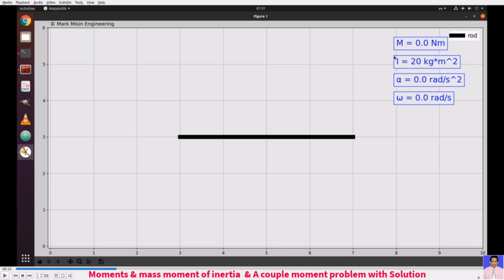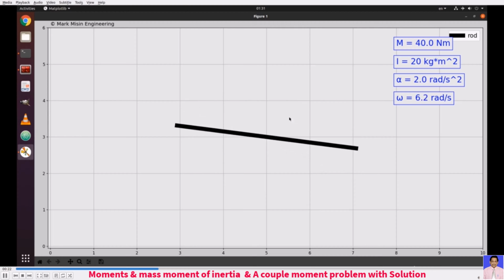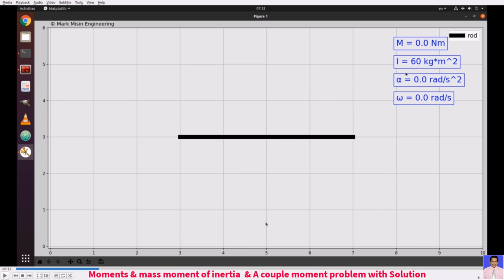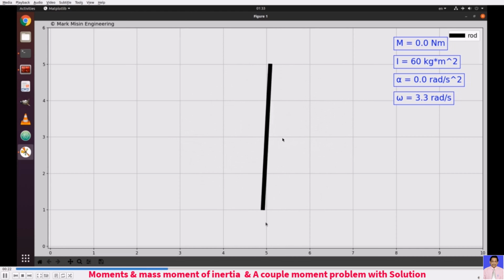It's the time derivative of the angular velocity. And so you see that this is your mass moment of inertia, and when I apply the moment, then this rod starts rotating faster and faster. However, let's now increase this mass moment of inertia. Let's keep the moment the same, but let's increase the mass moment of inertia. So now your mass moment of inertia is 60 kilograms times meter squared. And now all of a sudden, when I apply 40 newton meters of moment, then it's harder to start making this rod rotate. And so as a result, it doesn't rotate that fast.